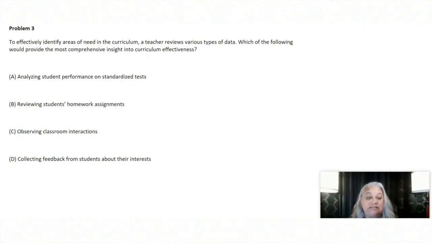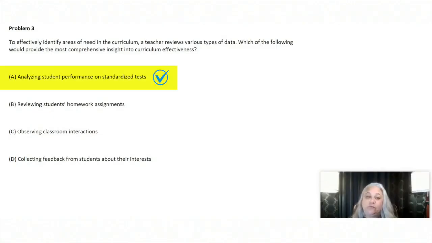Or answer choice C, observing classroom interactions. Simply observing the interactions that students are having in the classroom doesn't really give us any information on the effectiveness of the curriculum. C would not be the best answer choice. And finally, D, collecting feedback from students about their interests. Collecting feedback from students about their interests is an important part of building relationships in the classroom. However, it doesn't lend itself to very much information about the effectiveness of curriculum. Therefore, that also would not be a good choice.